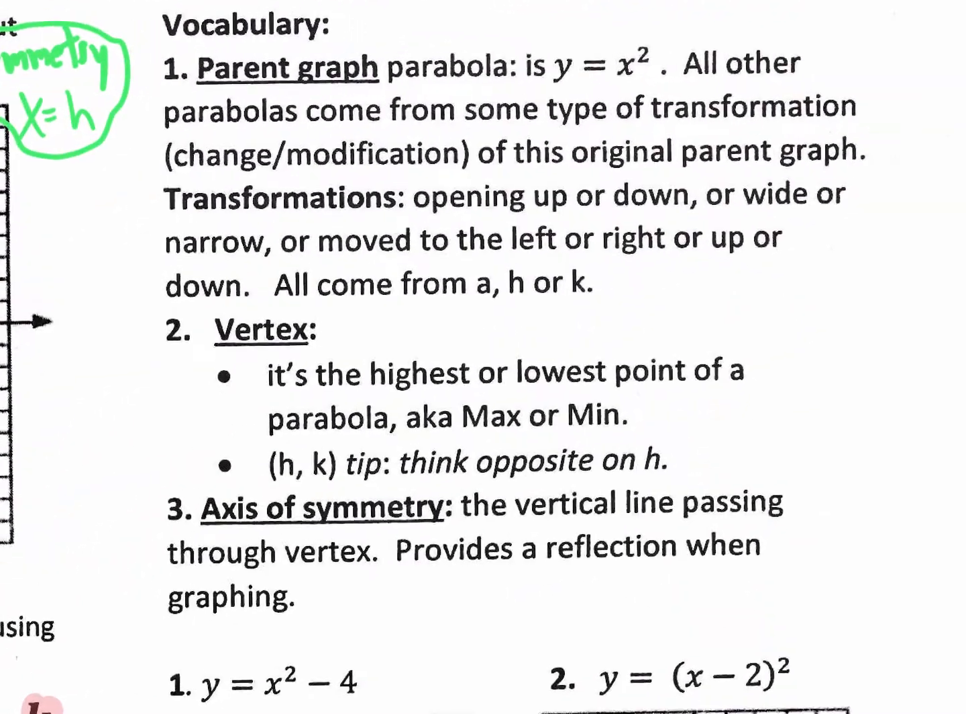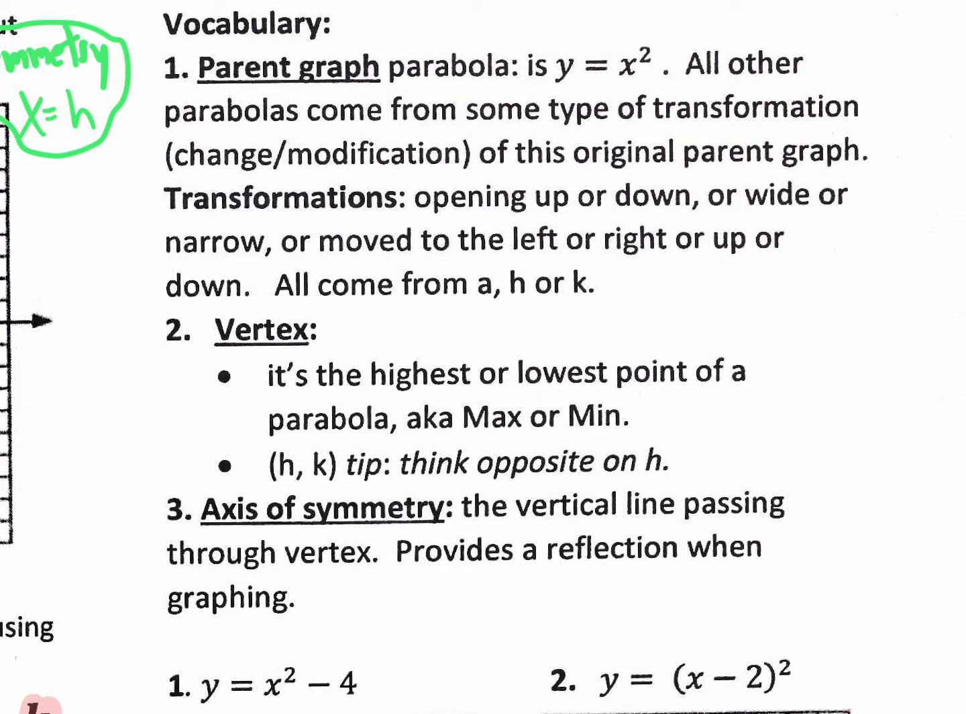The vocabulary right here is everything we've been talking about. We know what a parent graph is. It's y equals x squared. All other parabolas come from some type of transformation, change, modification of this original parent graph. What is a transformation? Maybe instead of opening up, it opens down if your a value is negative. It might get wider if your a value is closer to 0, or narrower if your a value is further away from 0, or it might move to the left or to the right, or up or down depending on your h and k.